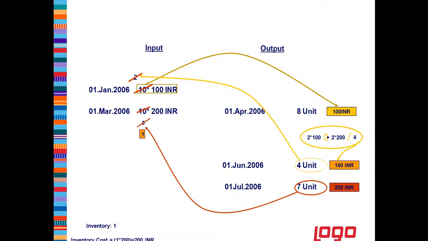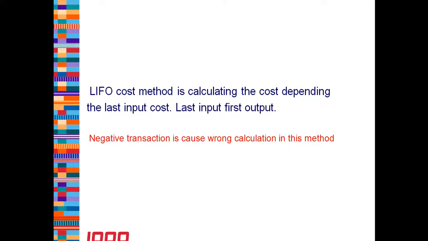Now again, suppose on 1st July I have to sell 7 units, then from the remaining 8 units of March materials, we have to select 7 units, and its average unit cost becomes 200 rupees, and the remaining inventory material is 1. So the inventory cost becomes 1 into the final average unit cost, that is 200 rupees, equal to 200 Indian rupees. And this is FIFO, and the next is the LIFO method.